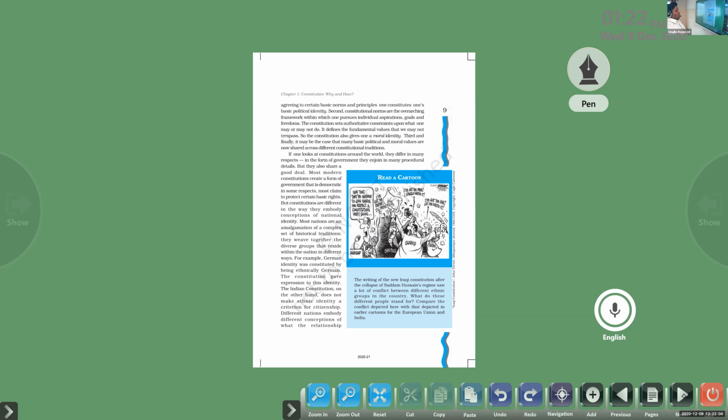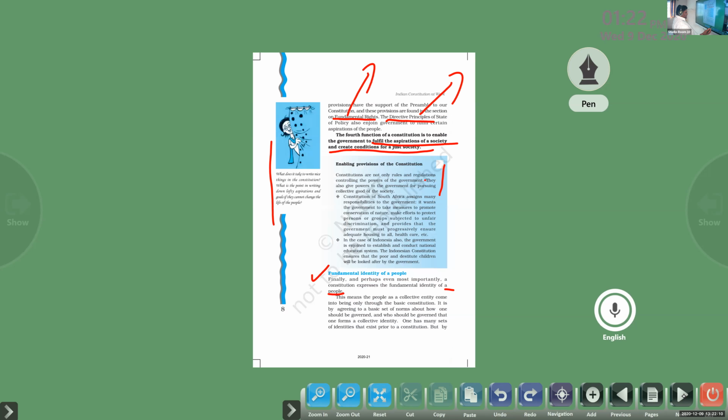So this area is somewhat complicated to understand, right? Did you understand something? So here, again I will explain. First of all, it is by agreeing to a basic set of norms about how one should be governed. Clear? So the constitution is a basic set of norms, rules and regulations that says how one should be governed, and who should be governed, that one forms a collective identity. So the people under the government, or people coming under the administration of a single government, those people are considered as a collective identity, the people with a collective identity.